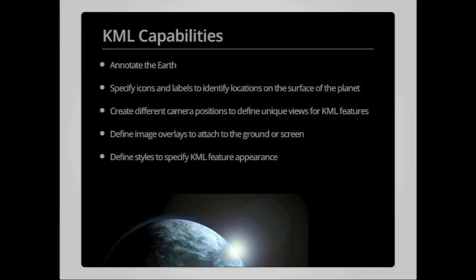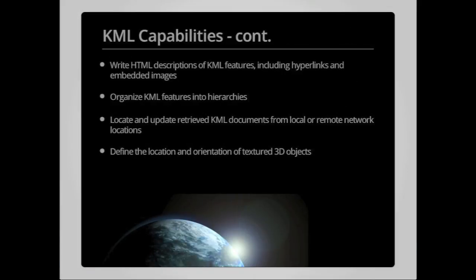You can also define styles that modify the display characteristics of particular features that you've defined in KML. For annotation of objects and providing capabilities analogous to the info windows that you've been working with in Google Maps, you can write HTML descriptions associated with KML features that may include hyperlinks and other embedded images. So essentially, you can treat the HTML descriptions as small blocks of web content that you can link to the features.